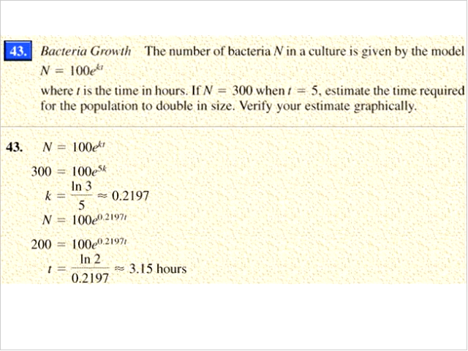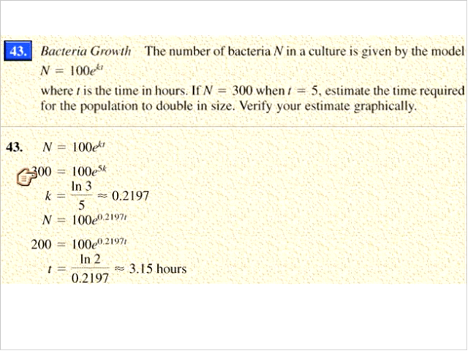For the next one, we have the model n equals 100 e to the kt, where t is the time in hours. If n is 300 and t is 5, estimate the time required for the population to double in size. The first thing we need to do is solve for k. Before we can find out how long it takes to double, we have to know what k is. So we plug 300 in for n and 5 in for t, and we work backwards to solve for k.